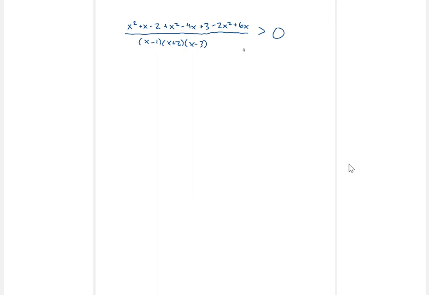All right, so what do we have here? Well, one thing that's nice is I have an x squared, and minus 2x squared, and so those all go away. So what I'm left with here is x minus 4x plus 6x. So that's 3x. And I have minus 2 plus 3, so that's plus 1. And that top now does not need to be factored any further.